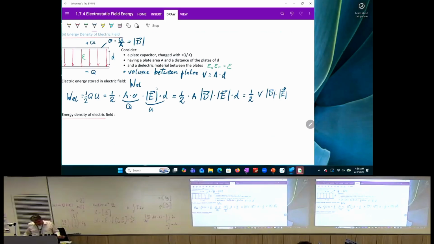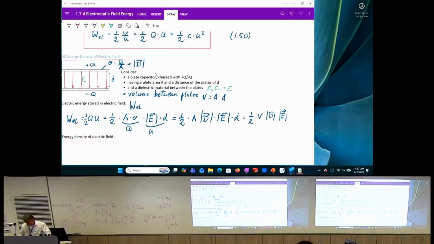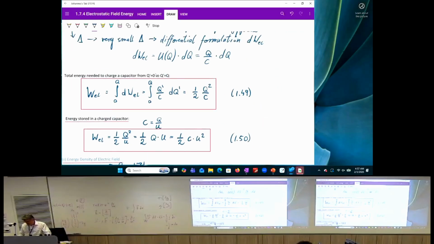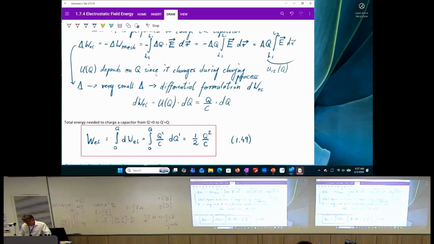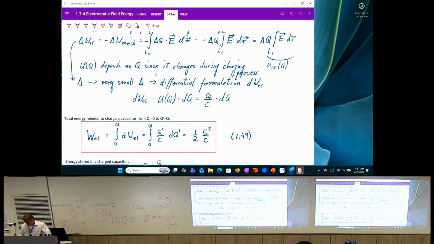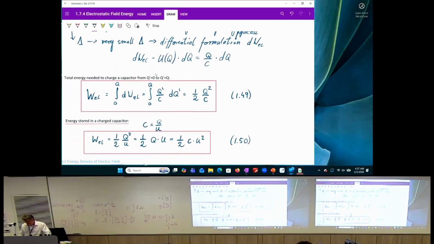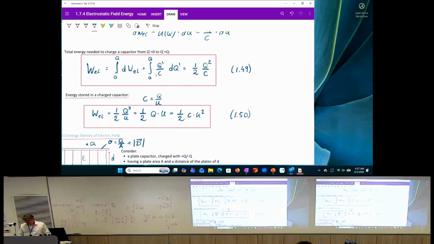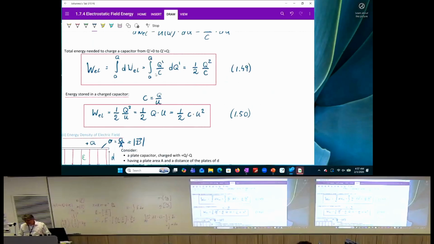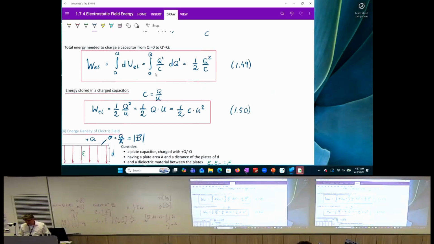This is quite an interesting thing, because in the first step we were just saying that we are moving charges from conductor 1 to conductor 2. We said we have an electric field we have to move them through, and we concluded that the total energy needed to charge the capacitor is purely the mechanical work that we have to perform in the course of this charging process.